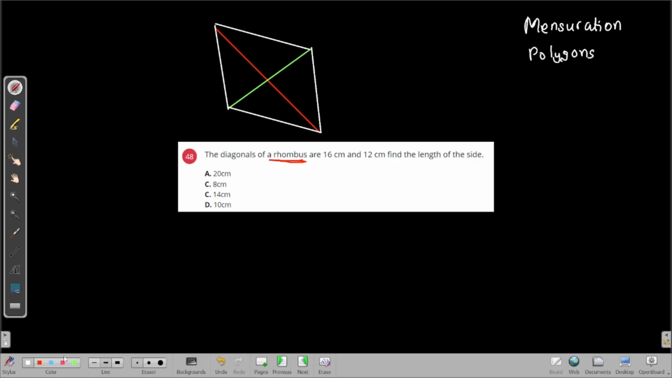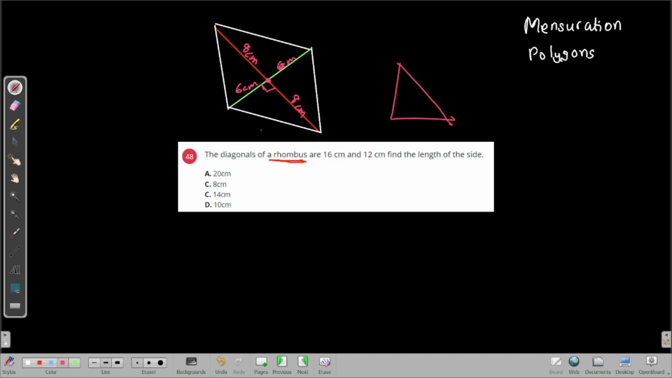Now, one thing about the diagonals is that the point where the diagonals meet is a right angle, and that point divides each diagonal into two parts. This is the 12 centimeter diagonal. If it is divided into two parts, this will be 6 centimeter. This is the 16 centimeter diagonal. If it is divided into two parts, this is 8 centimeter. And of course there's a right angle, so we have a right angled triangle.